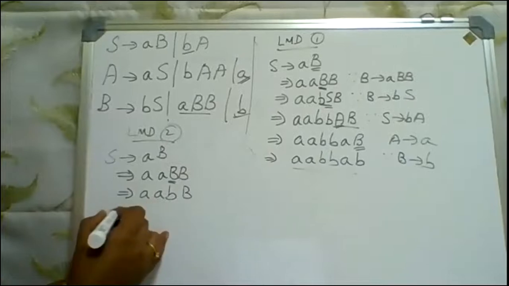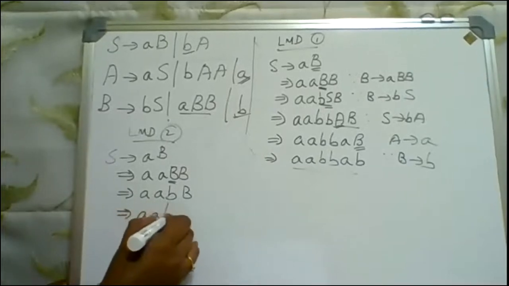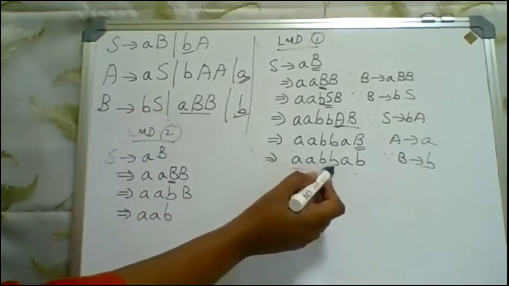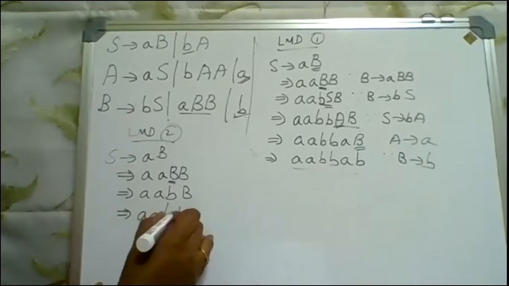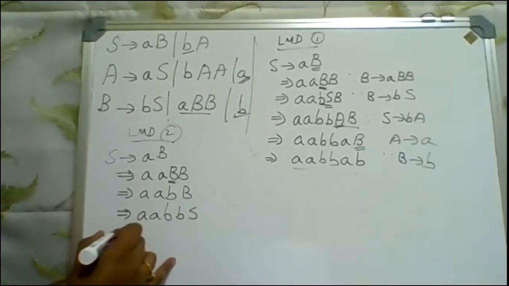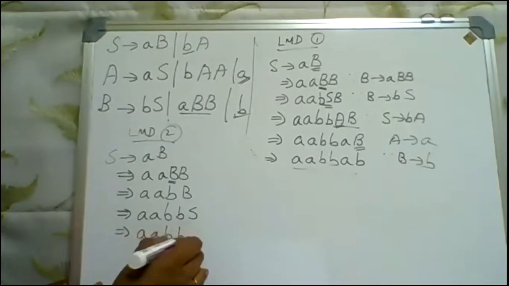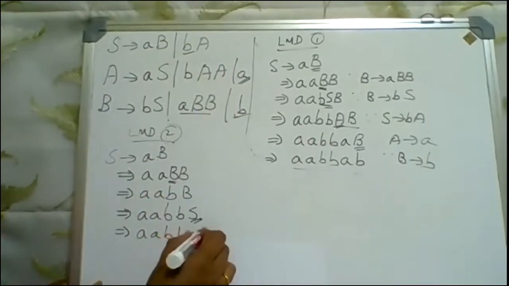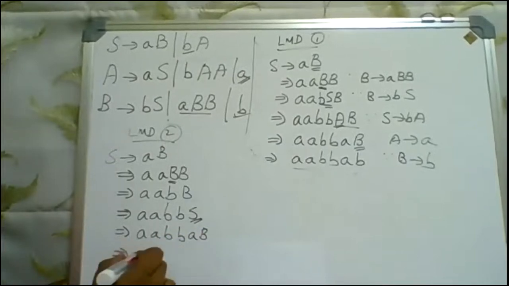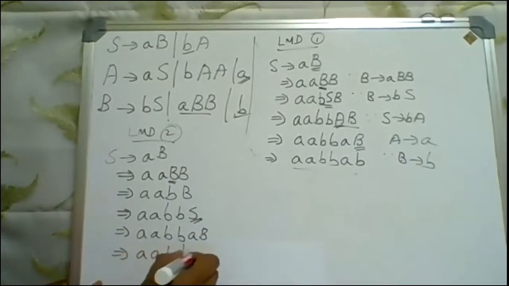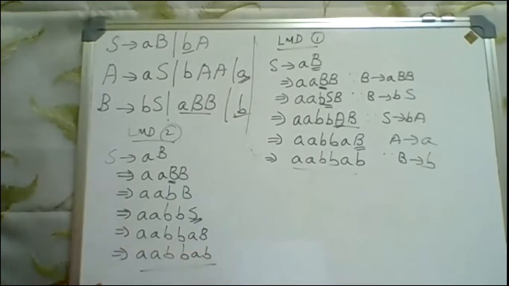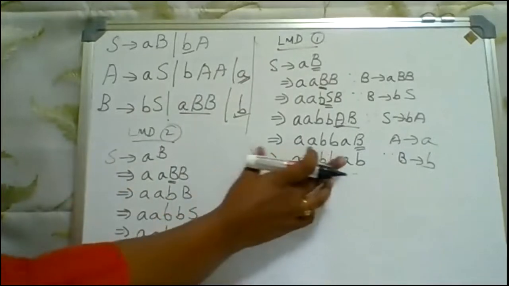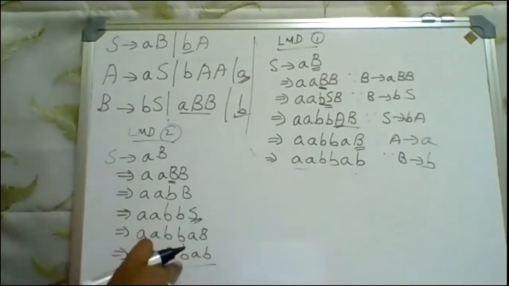Again in the next step, AAB B, B is replaced with BS, since we need to get the fourth symbol as B. Again in the next step, AABBS, S is replaced with AB. Again in the next step, B is replaced with B. See, this is LMD1 and this is LMD2, and we got the same string AABBAB.